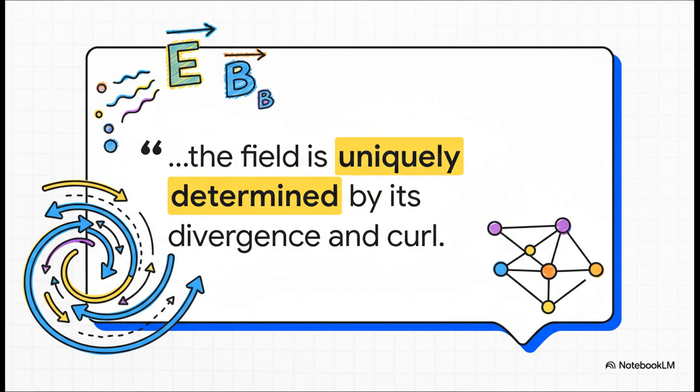Just let that sink in for a second. This is why we spent a whole chapter learning these tools. Because if we can just figure out the divergence and the curl of the electric and magnetic fields, then we will know everything there is to know about them.